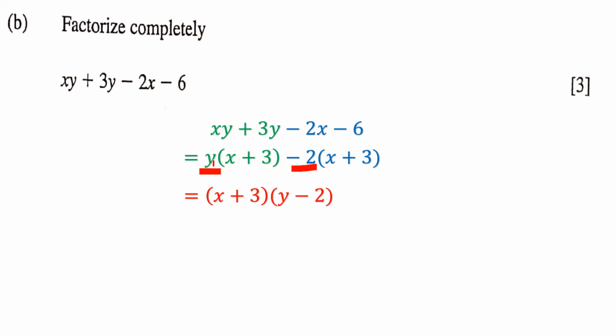So what's left? y and minus 2. I hope I didn't say plus 2. But we have y and minus 2 left. And so we put y minus 2 right here. So the answer is x plus 3 multiplied by y minus 2.